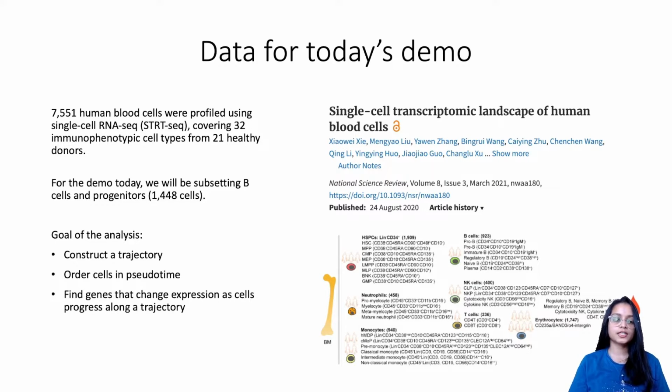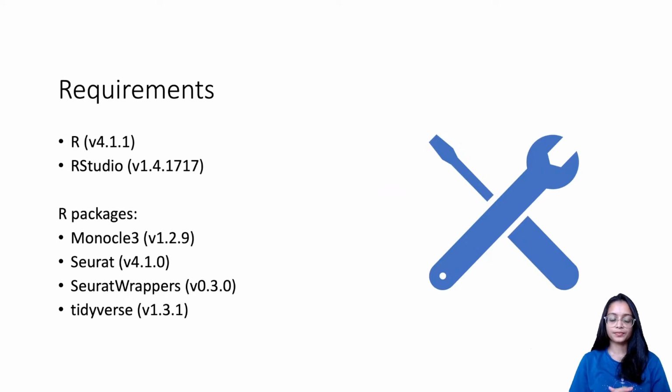So the goal of today's analysis is to construct a trajectory, to order cells in pseudotime, and finally find the genes that change expression as cells progress along a trajectory. For the demonstration today, we will be using Monocle3, Seurat, SeuratWrappers, and tidyverse to perform trajectory analysis. So let's switch screens to RStudio to get started.